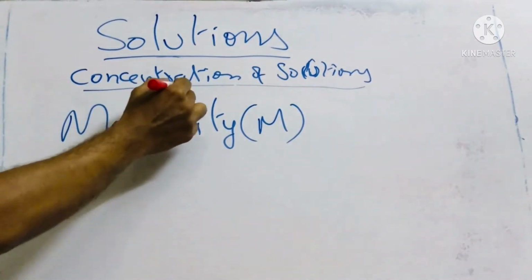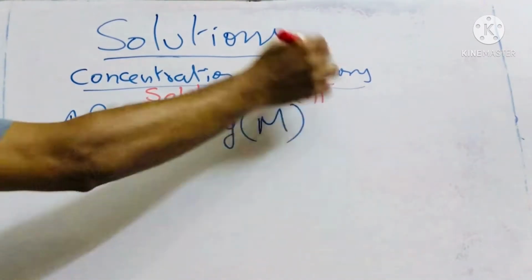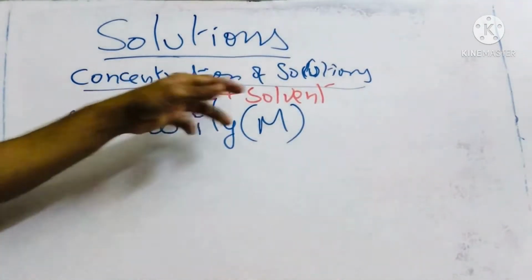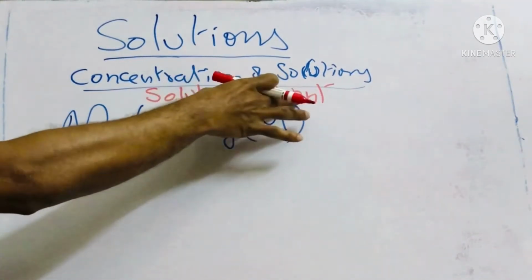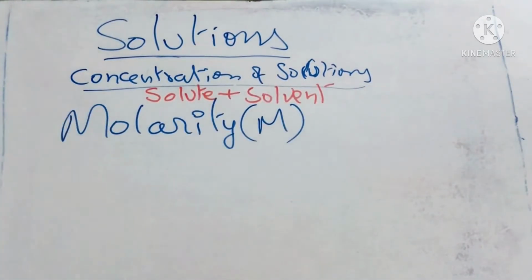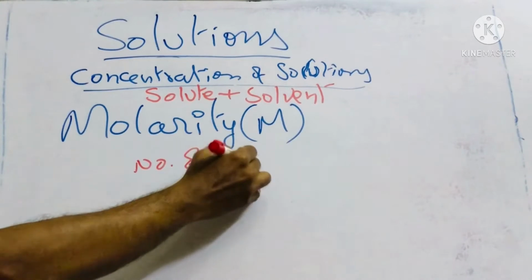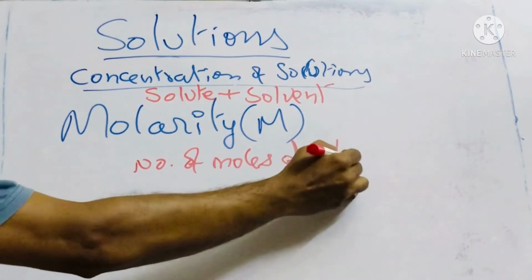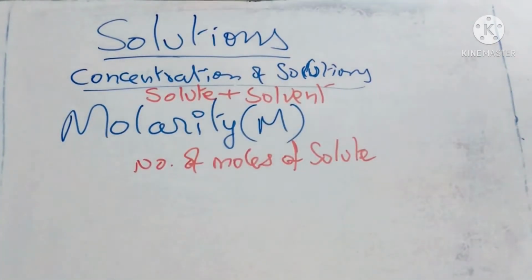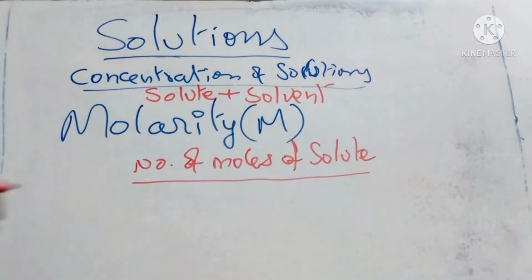One is solute plus solvent. If it is a binary solution, binary means we have only 2 components, one is solute, another is solvent. In a binary solution, the quantity of solute present in the total solution, that we can say is molar. How is it? Number of moles. What is moles? We will see. Number of moles of solute by total volume of the solution, or per liter of the solution.